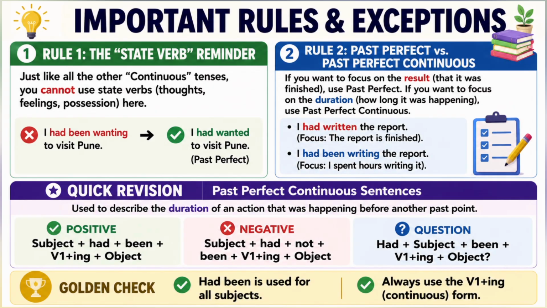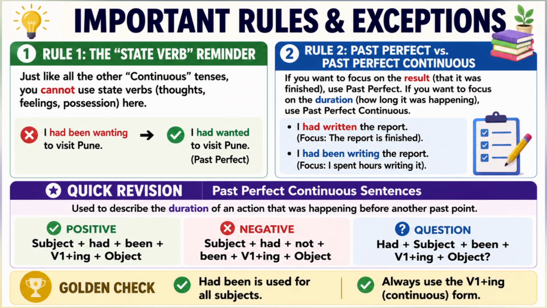Now let's do a quick revision. The past perfect continuous tense is used to describe the duration of an action that was happening before another point in the past. The structure is positive. Subject plus had plus been plus verb 1 plus ing plus object. Negative. Subject plus had plus not plus been plus verb 1 plus ing plus object. Question. Had plus subject plus been plus verb 1 plus ing plus object.